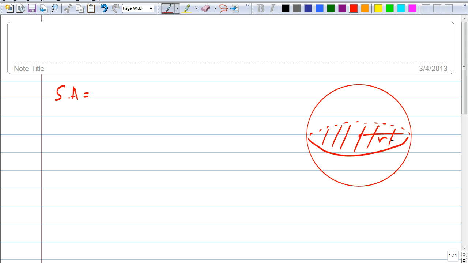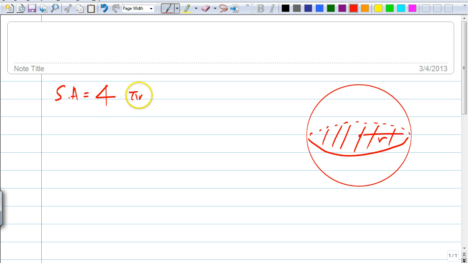Now, if you were to compare the surface area of the sphere with the area of the circle that's inside the sphere like this, it fits exactly how many times? Anybody want to guess? First of all, do you think it's going to be more than twice? Yeah. Do you think it's going to be more than 3 times? Yes. It's actually 4 times.